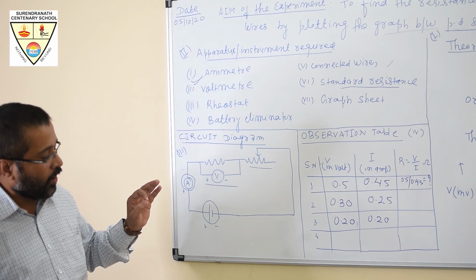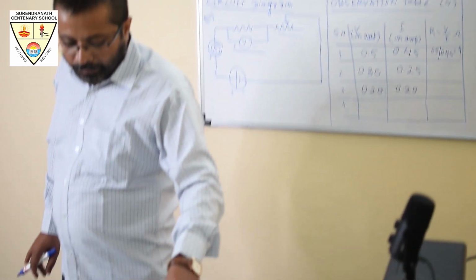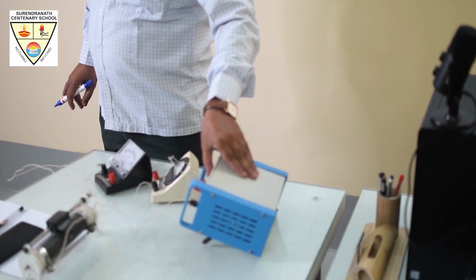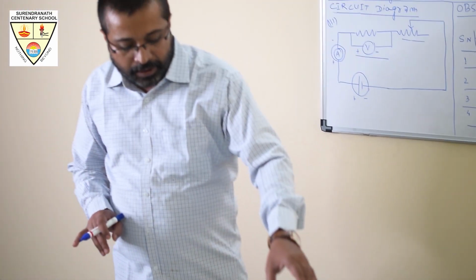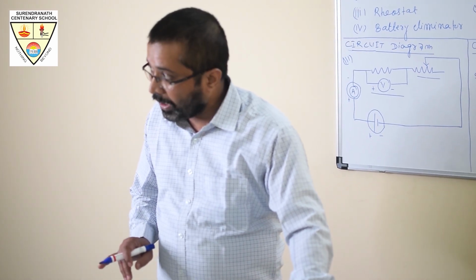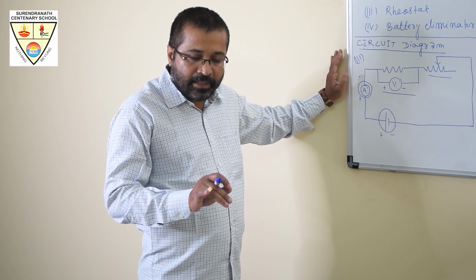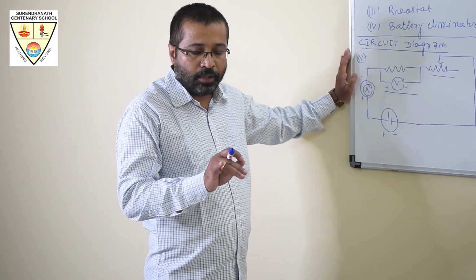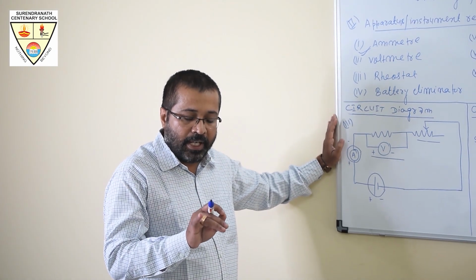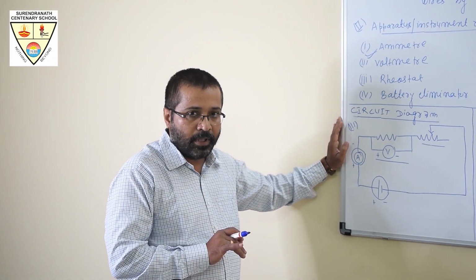what points you have to keep in your mind: never keep the apparatus system powered on continuously. Once you have taken your observations, you must switch off the power. Why? If power is on, the wire gets heated and its resistance may change. So this is one of the major points that you have to take care of while performing this experiment.